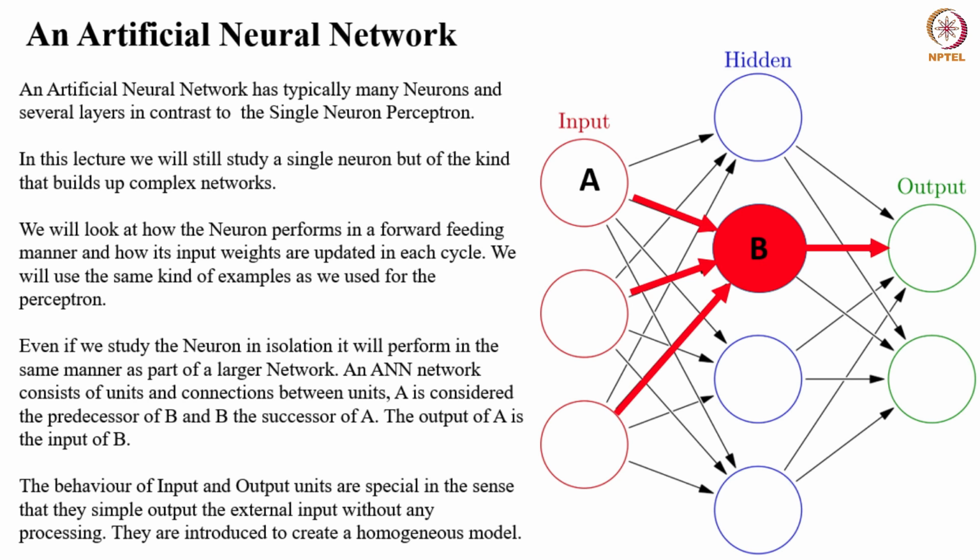Even if we study the neuron in isolation, it will perform in the same manner as part of the larger network. An ANN network consists of units and connections between units. A is considered the predecessor of B and B the successor of A in such a network. The output of A is the input to B, etc. The behavior of input-output units is special in the sense that they simply output the external input, so to say, without any processing. They are introduced to create a homogeneous model.